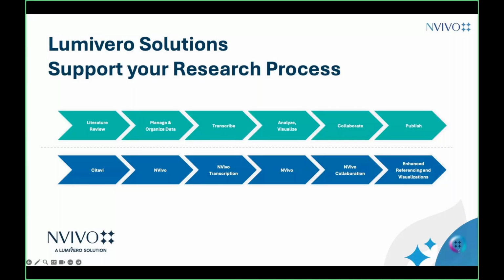So Lumivero, or NVivo, comes with a range of different solutions that you can use throughout your entire research process. Obviously, today we want to focus on NVivo, which is the desktop version of NVivo that you use to analyze and visualize your data. But in the whole process of doing your research, there are a lot of steps, and NVivo and the Lumivero solutions can support you throughout this process.